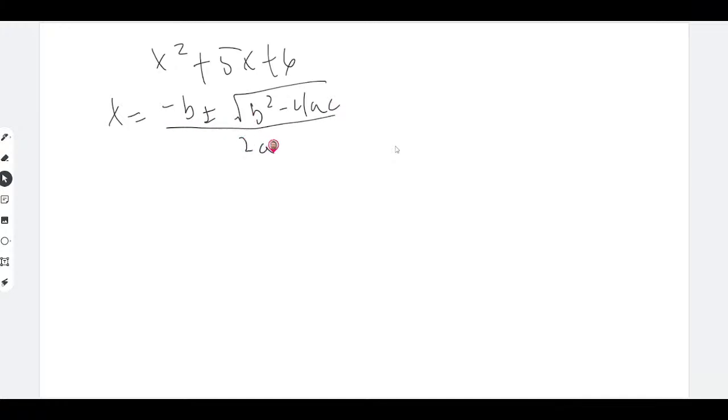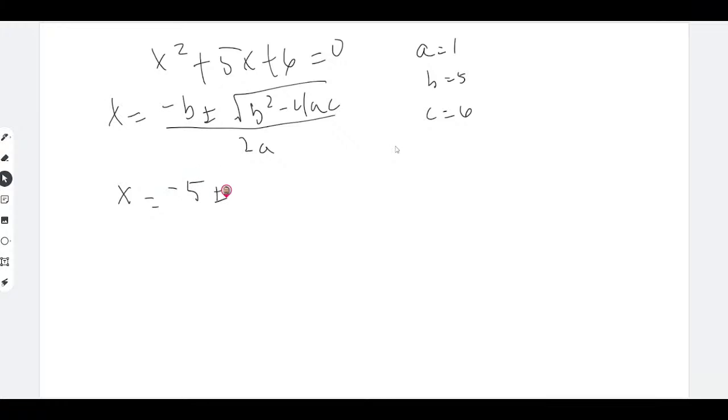Now all you need to do is, you have your a, b, and c. You just need to plug them into the formula, right? So here we have a is equal to 1, b is equal to 5, and c is equal to 6. Does that make sense? Yeah. Okay.